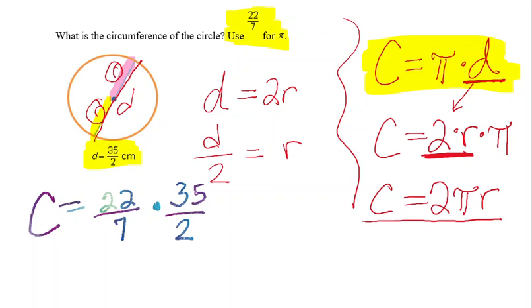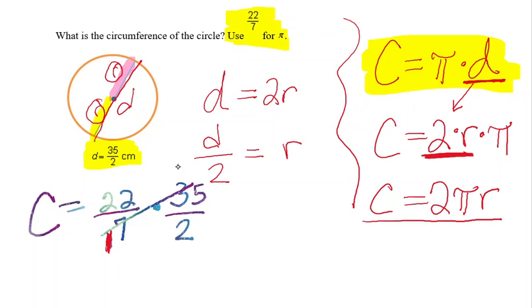You have a couple options here. You can simplify before multiplying. I see the numbers opposite of each other have a common factor. 35 and 7 are both divisible by 7. 7 divided by 7 is 1.